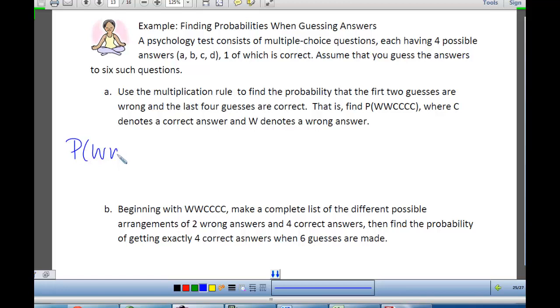So right now we're looking at one particular outcome, not just any outcome that has 2 wrong and 4 correct. But we want to know about this. We've got 4 possible choices. We're guessing. So what's the probability of getting it wrong, if we're randomly guessing? 0.75? Because 3 of them are wrong, 1 is right. So it would be 0.75 times what?